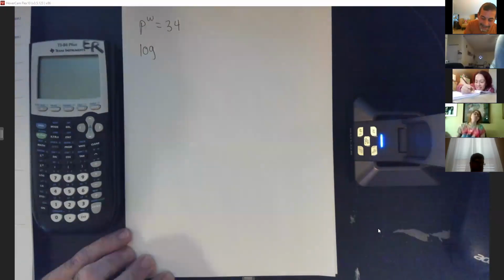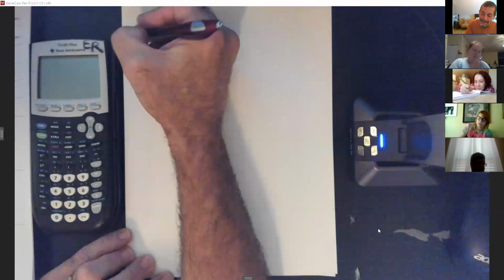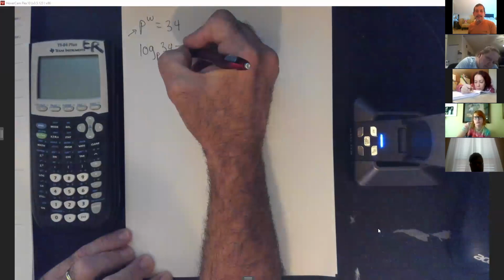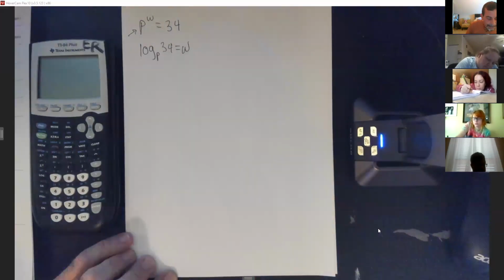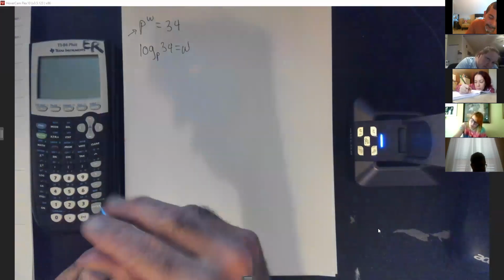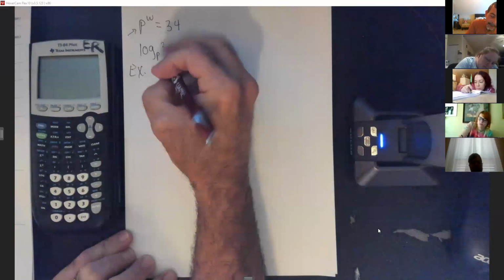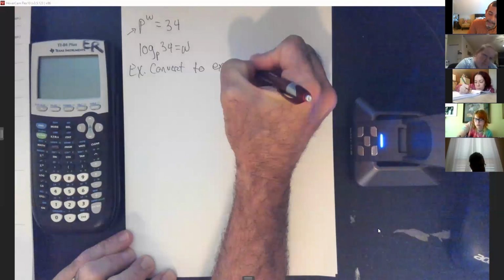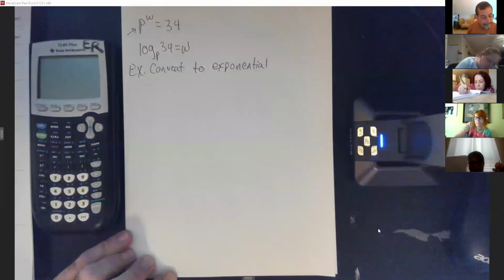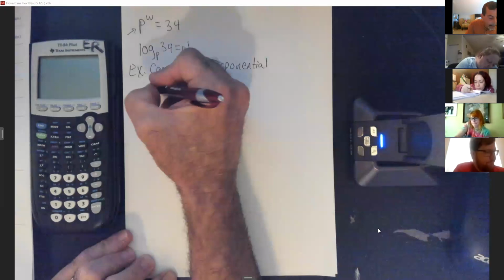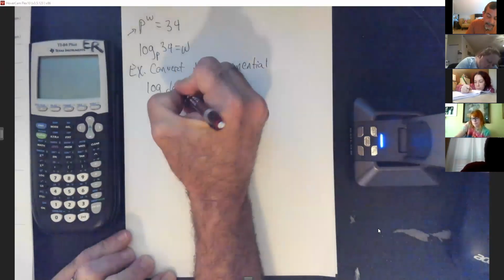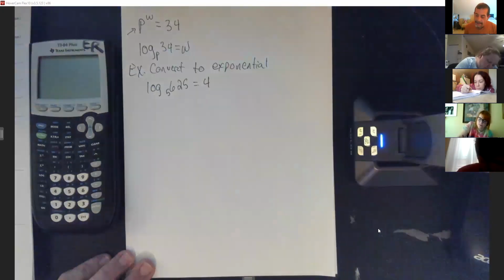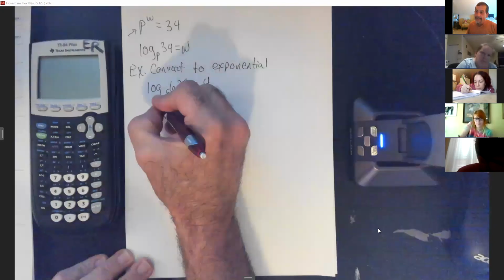So the base is my P again. My result is that 34. And that's going to equal the exponent of a W. So now we're going the other way. We're going to convert to exponential. So log base 5 of 625 equals 4. To rewrite it as exponential, I still need my base, and my base is sitting down there at that 5.